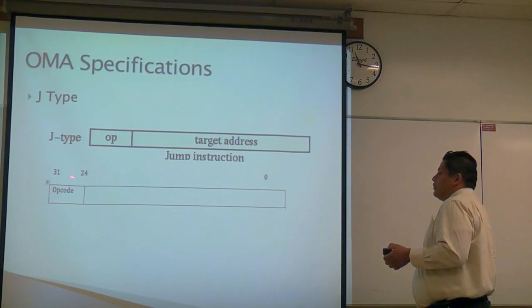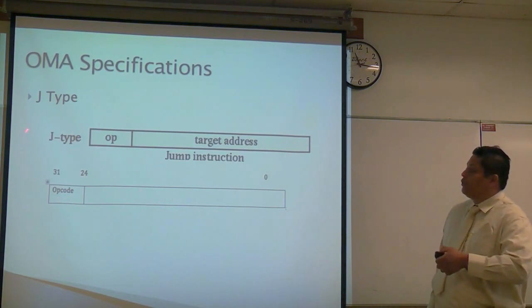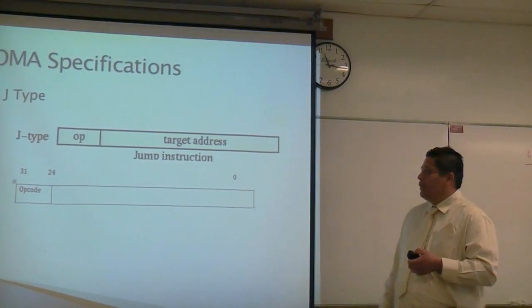So as you can see, we have a lot of choices that we can do. We can do a jump link, jump R.